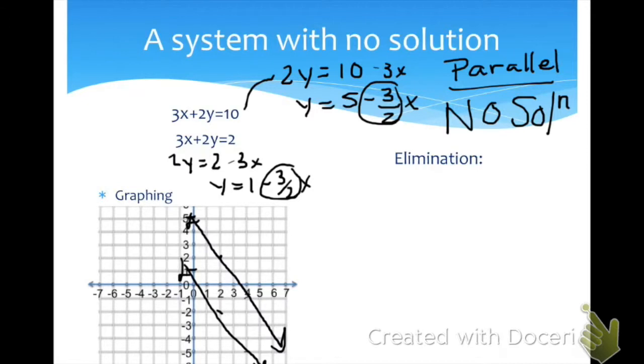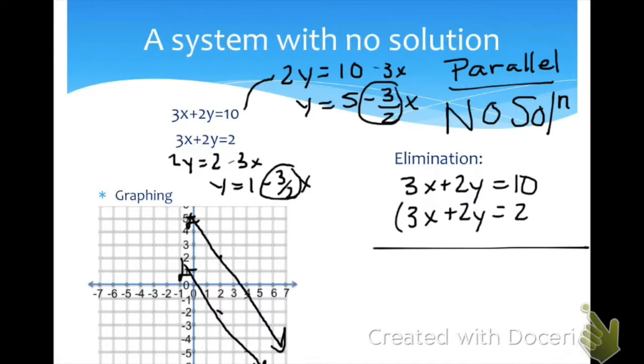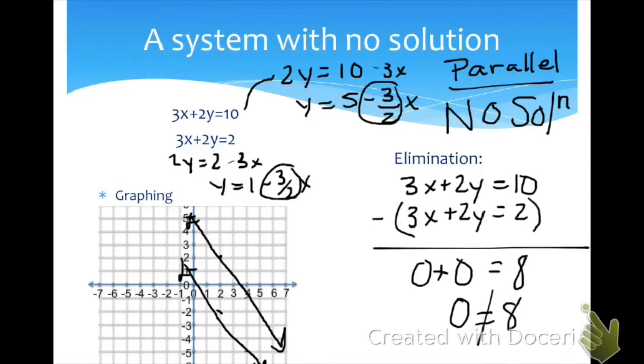Let's see what that's going to look like if we're doing elimination. So if I have 3x plus 2y equals 10 and 3x plus 2y equals 2, in order to get rid of the x's, I'd have to subtract. But when I subtract this whole thing here, 3x minus 3x equals 0, 2y minus 2y equals 0, and 10 minus 2 equals 8. And so I would get 0 equals 8. We know that's not true. Therefore, again, we can see that there's no solution. There's no solution to this system. No place where these two lines are going to intersect.